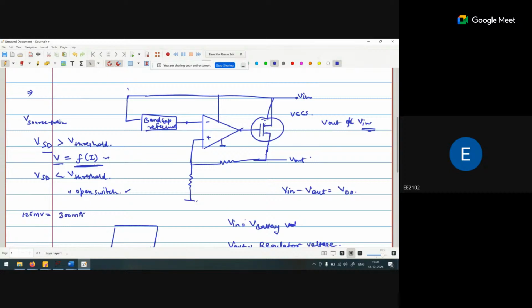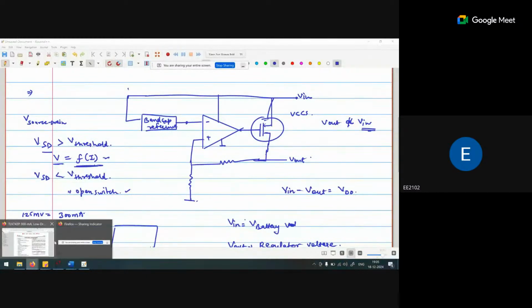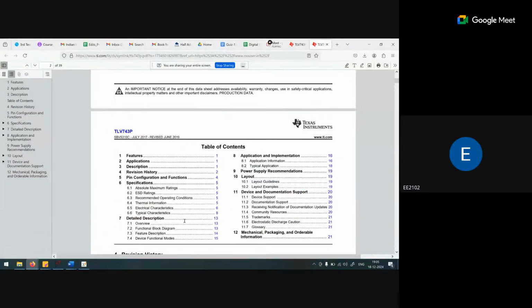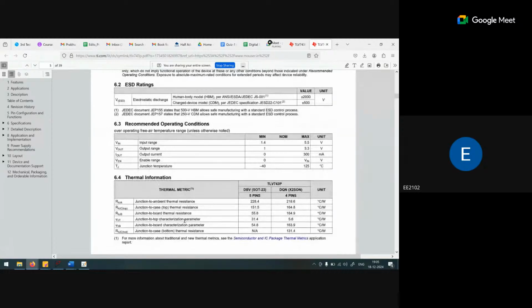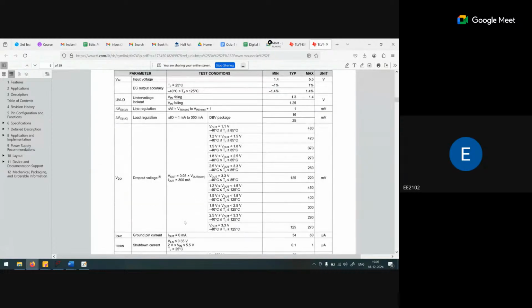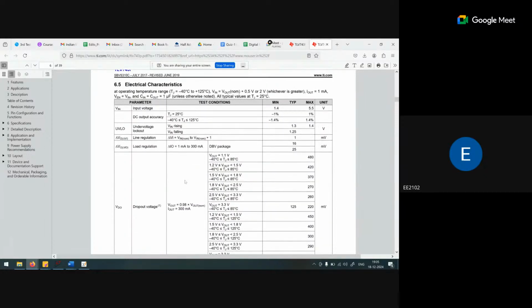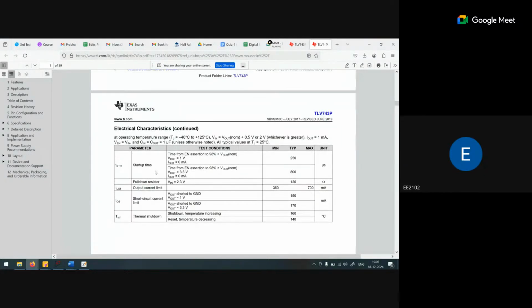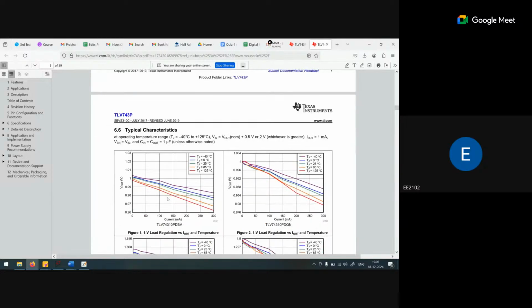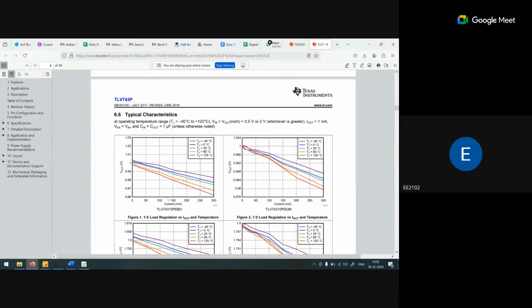Along with that, some particular parameters are discussed by the professor, where they discuss this particular dropout voltage and start time. So this particular part will be discussed by the professor in lecture 2.